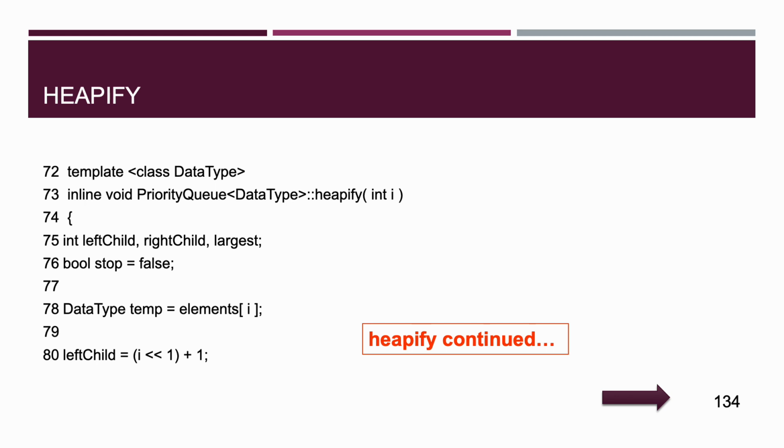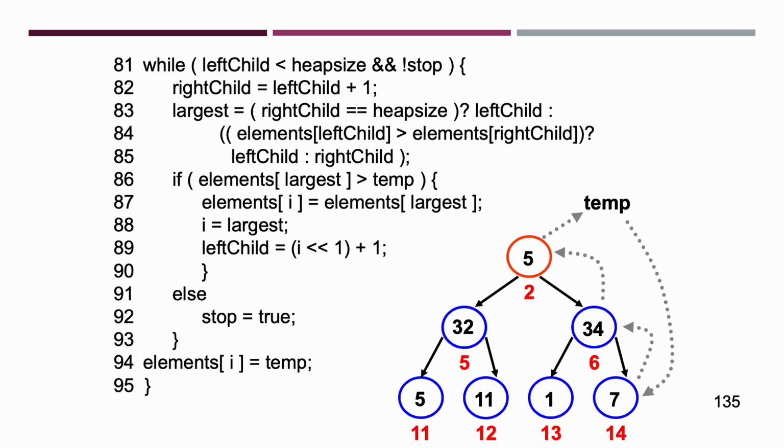We'll see an example here. In this code, we have a while loop where the loop runs as long as two conditions are true. First is if the left child is less than heap size. This ensures we don't go beyond the bounds of the heap. And second is not stop. This boolean flag is used to terminate the loop when the heap property has been restored. Now we'll calculate the right child. Within the loop, the right child index is calculated as left child plus 1. This is the adjacent child node of the current element.